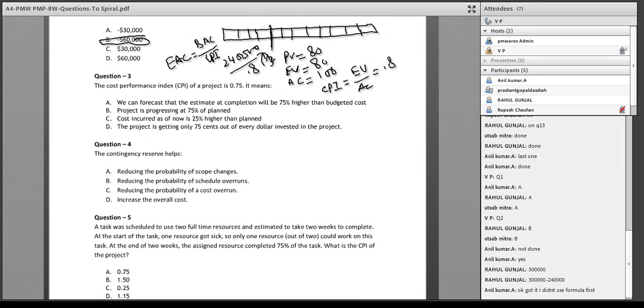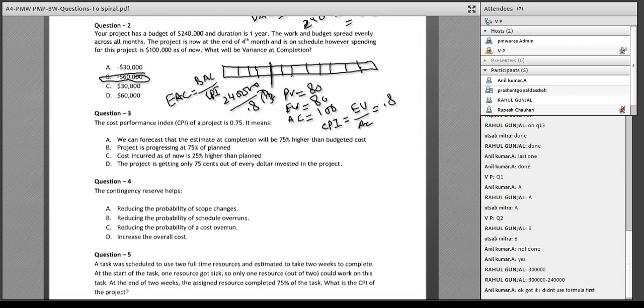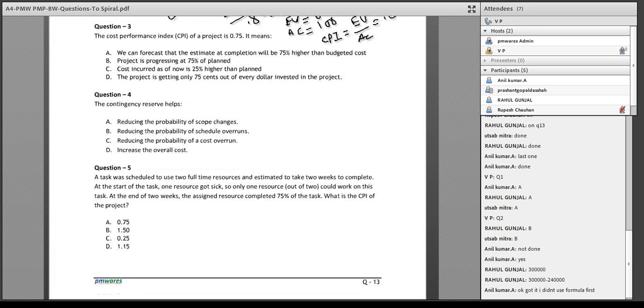I got it. I didn't use the formula first. Okay. Simple. Go with them from scratch. Use the simple formula and things are simple.